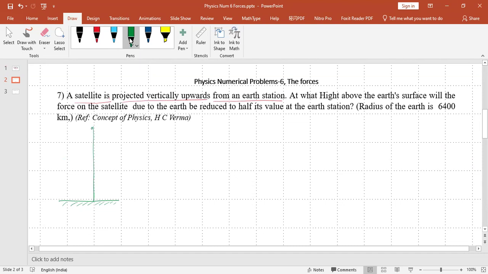The question is, at what height above the Earth's surface will the force on the satellite due to the Earth be reduced to half its value at the Earth station? Now, there is a force on it when the satellite is at the Earth station. And the radius of the Earth is given as 6,400.